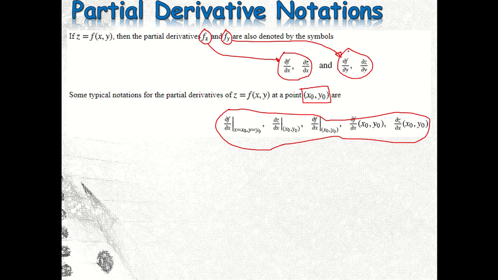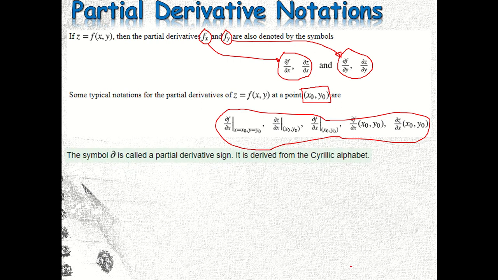Or if you are going to find the partial derivative of the given function with respect to y, you just change x here into y, with respect to y, to give you the equivalent. Now, this symbol here, as you can see, is called the partial derivative sign. This is the partial derivative sign.